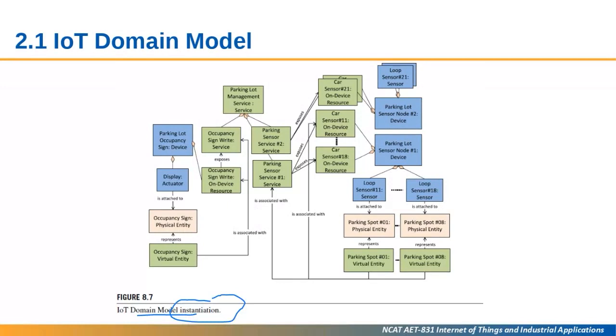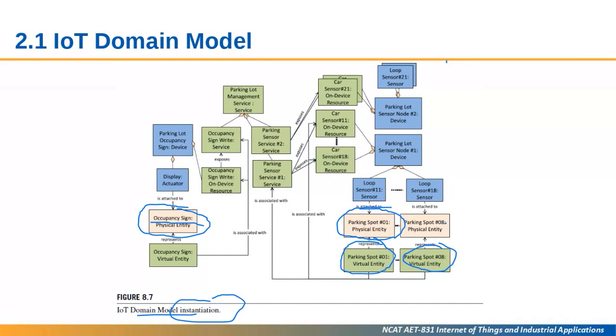Okay, first of all, we have the physical entity. Basically, it is an occupation sign. Remember that sign shows how many slots are available. We also have the parking spots from 1 to 8. Basically, it is in one row, and the other part is another row. And each parking spot is a physical object, right? We need to have a virtual entity to represent it. So that's what we have here.